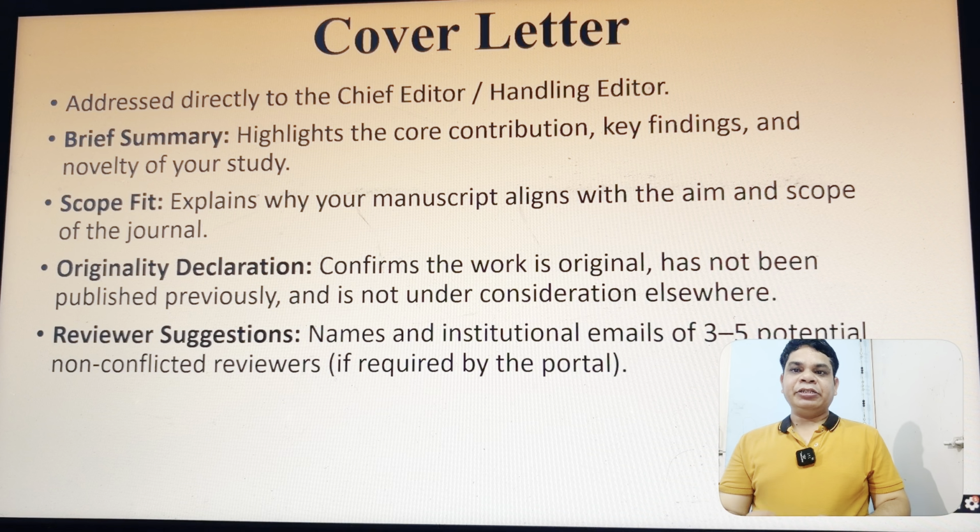Now the cover letter. This is the most important part. Address it directly to the editor-in-chief or handling editor. Some journals also ask who would be your handling editor, whether the manuscript is handled by the chief editor or an associate editor. Keep in mind, if you address the chief editor directly, then the chief editor will decide who will be the handling editor.